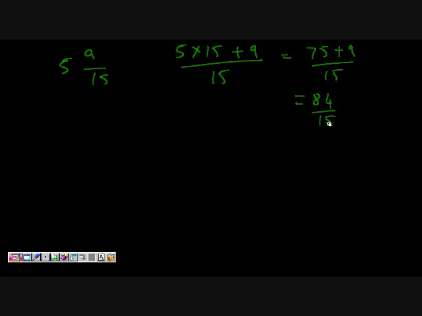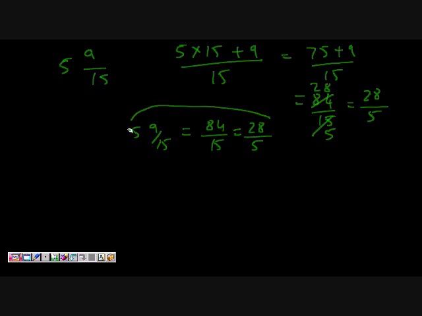So which is 75 plus 9 over 15, which is 84/15. Now 84 and 15 are multiples of 3. So 3 goes into 15 5 times, so if we divide by 3, this is 5. And 3 goes into 84, 28 times. So it's 28/5. So 5 and 9/15 is equal to 84/15, which is equal to 28/5. All these three are the same.